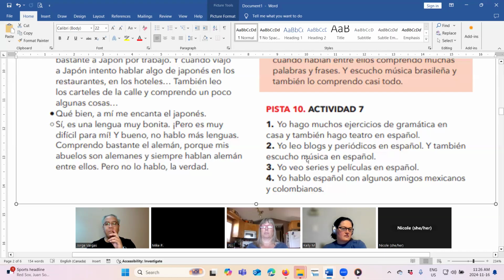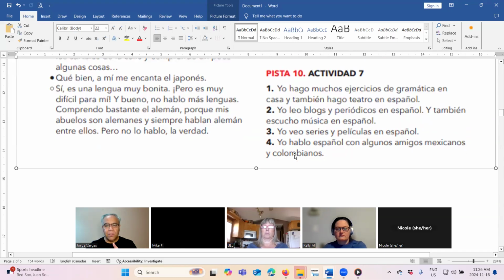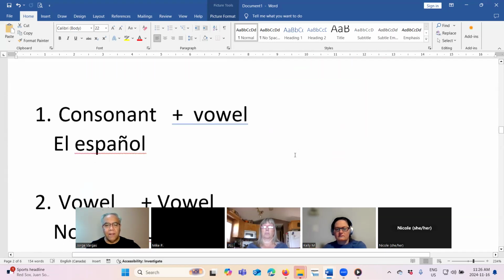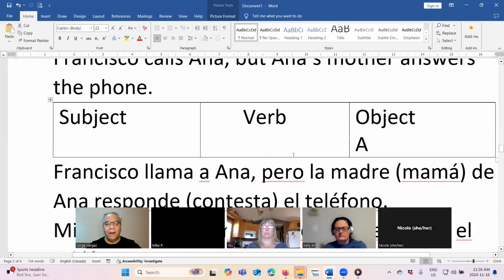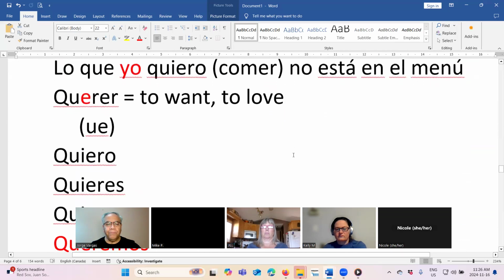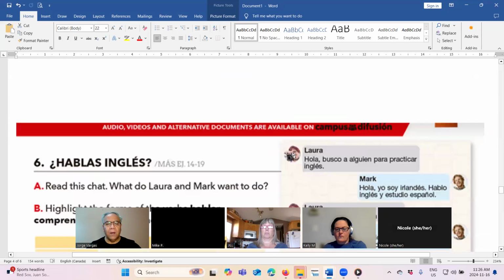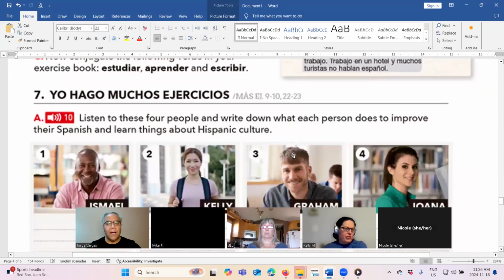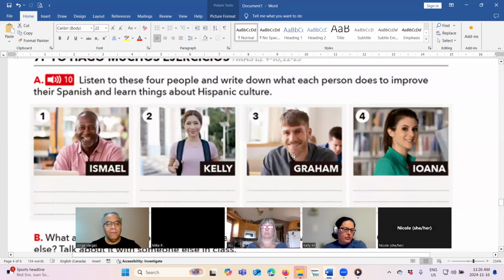So you have those 4 characters, and next class, I'm going to start the class with that because you have that little activity in your textbook when you look at this segment here. You have to listen to these 4 people and write down what each person does to improve their Spanish and learn things about Hispanic culture. Now, let's go.